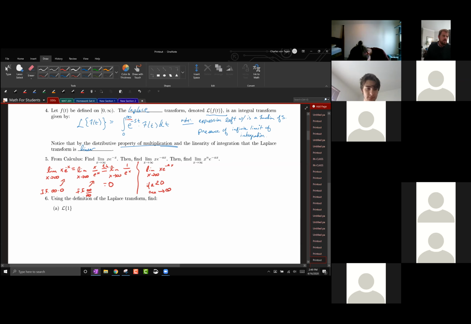But if a is greater than 0, then it's the same as before. And we get that the limit as x approaches infinity of x e to the minus ax will be equal to 0, but there's some work happening behind the scenes, and I need you to be aware of the work that's happening behind the scenes with L'Hopital's rule.